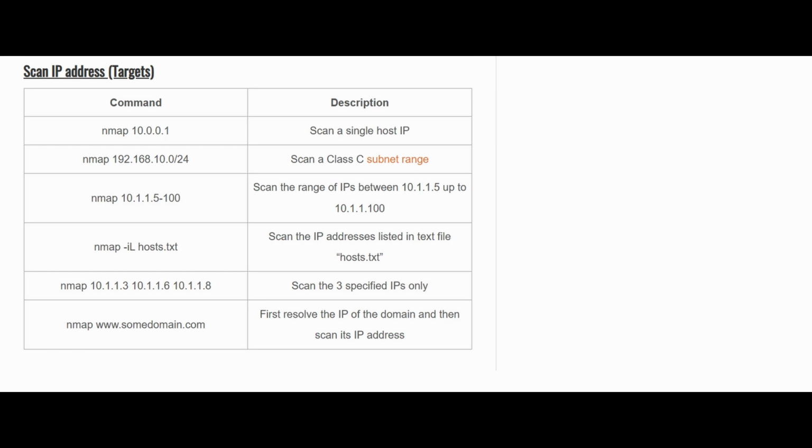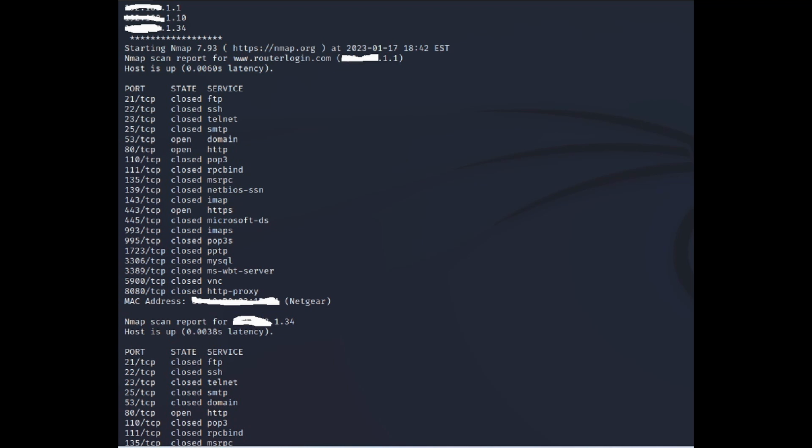And then there is a very helpful option. You can put all the IP addresses in a host file and then use that with the -iL option, and if there are only one or three IP addresses, you can use them on the CLI also. So this is all for the Nmap cheat sheet.